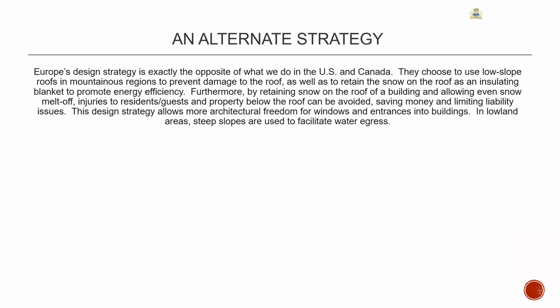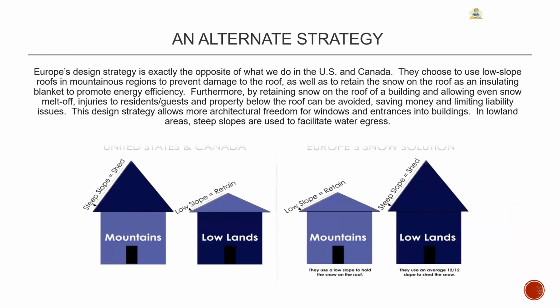Europe's design strategy, and I'm not saying that this is correct in every situation, but it's interesting to look at these things, is the exact opposite of what we do in the US and Canada. They do choose to use a low slope roof in mountainous regions to prevent damage to the roof. They actually choose to retain the snow on the roof as an insulating blanket.